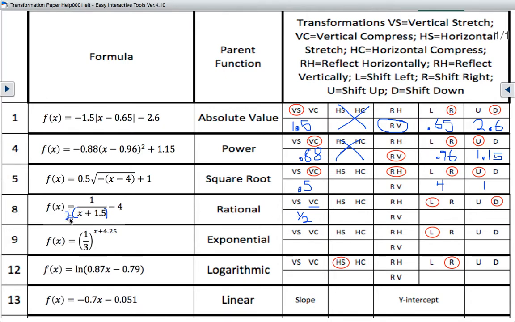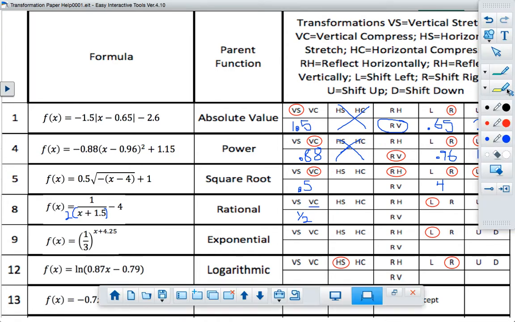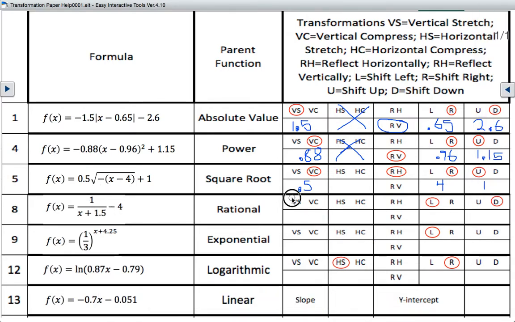If you have a number in the denominator that you're multiplying this by, then it would be 1 over 2, or like if you had a 3 there or whatever, it would be 1 over 3. Okay, so let me undo that because that wasn't part of the original. All right, so now this example here does not have any vertical or horizontal stretching or compressing. Doesn't have any reflection either. It just has a shifting to the left by 1.5.